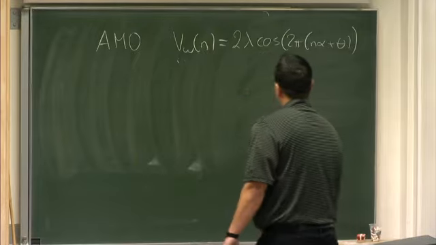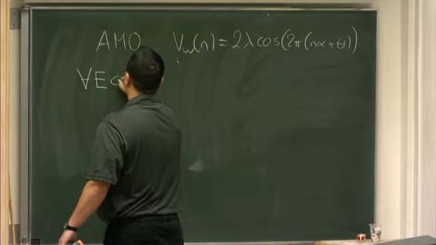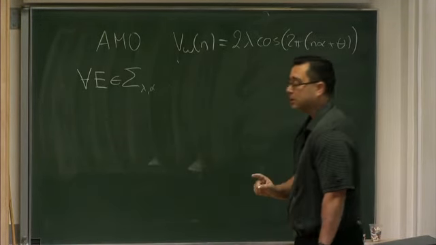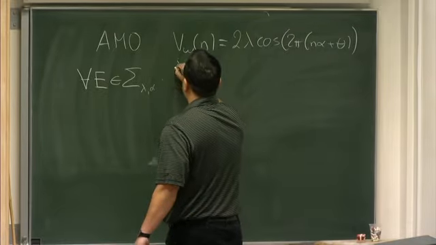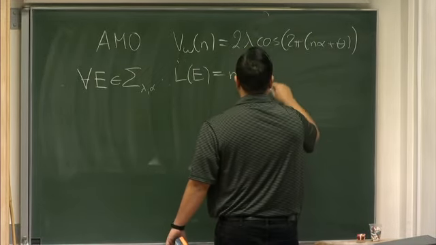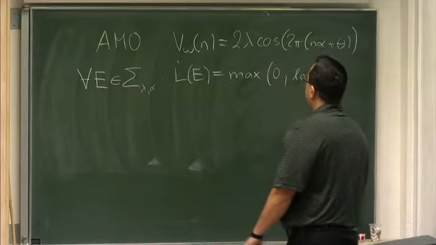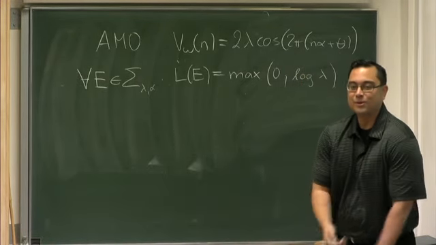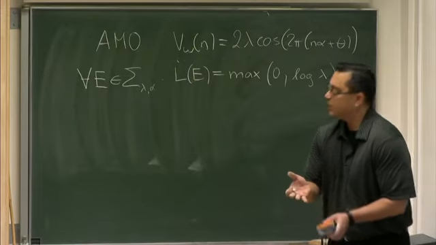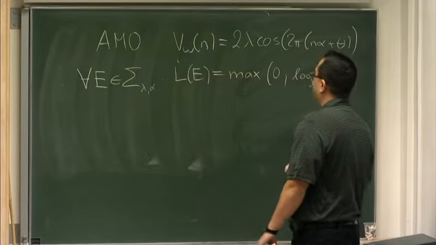Okay. So here, it's actually true that for every E in the almost sure spectrum, which depends on lambda and alpha, but not on theta, by minimality, it's true that L of E is equal to the max of 0 and log lambda. So in other words, you understand the Lyapunov exponent entirely on the spectrum. You know exactly what it is. So up to lambda equal to 1, it's just 0. And above 1, it's positive, and it's equal to log lambda.